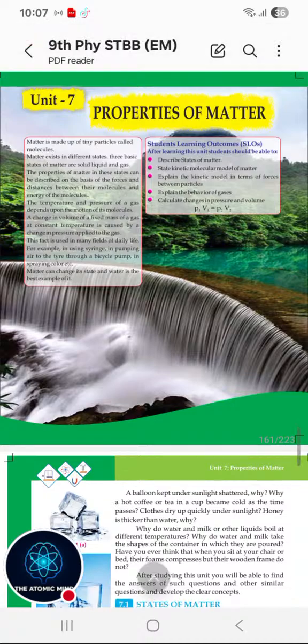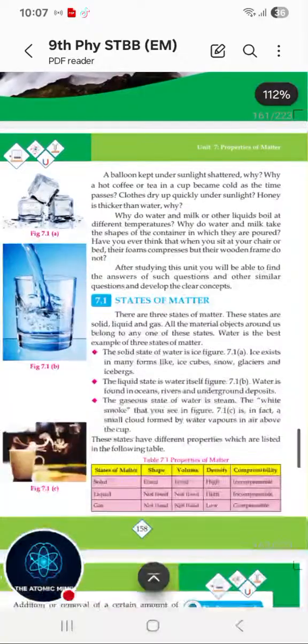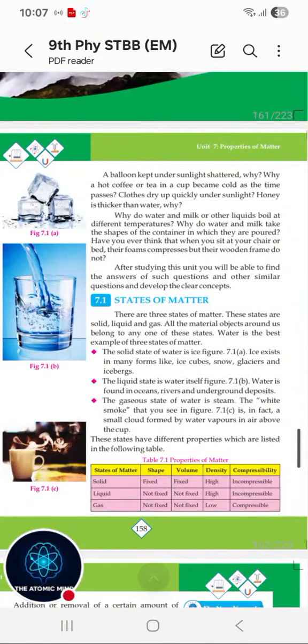Latest properties of matter. So let's start. A balloon kept under sunlight shattered. Why? Why does a hot coffee or tea in a cup become cold with time? Clothes dry up quickly under sunlight. Honey is thicker than water. Why? Why do water and milk or other liquids boil at different temperatures? Why do water and milk take the shape of the container?